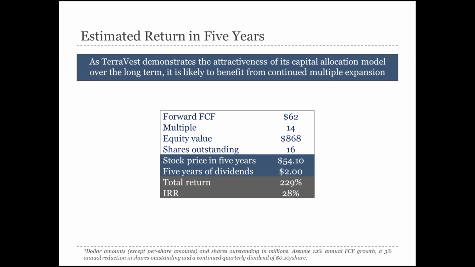Let's say 5 years. So the longer Terabest can demonstrate the attractiveness of its capital allocation model over the long term, the more it's likely to benefit from additional multiple expansion. Once they've been making this work, it's been 8 years. Once they can do it for 12, 15 years and continue to show that their secret sauce is working, they should be recognized for that.